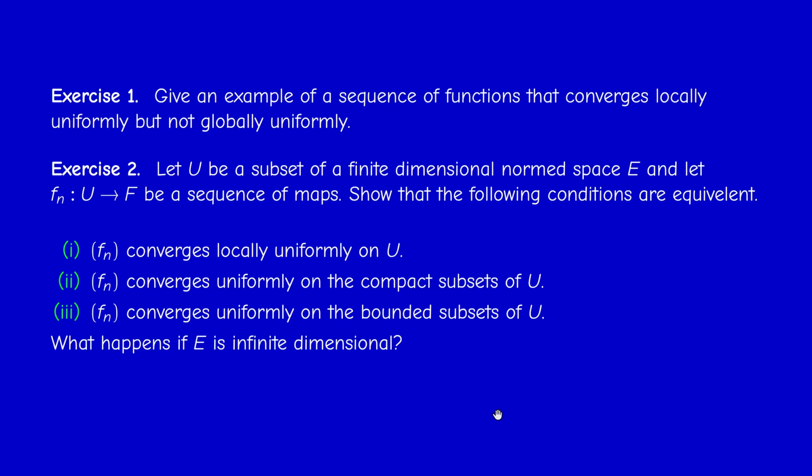And the next exercise is a little bit more challenging, because we now have three conditions of uniform convergence. We have the notion of locally uniform convergence, uniform convergence on compact subsets of the set, and uniform convergence on the bounded subsets of U. If we have a sequence defined on an open set U of a finite dimensional space, then all these three conditions are equivalent.